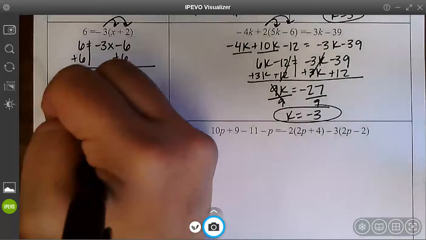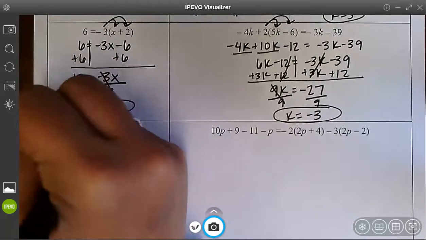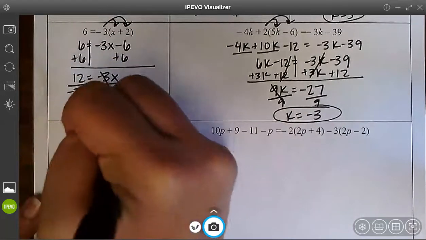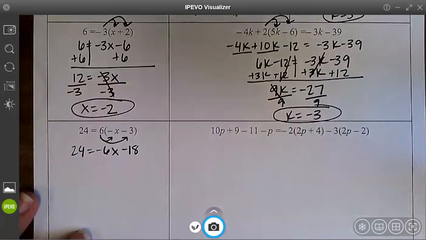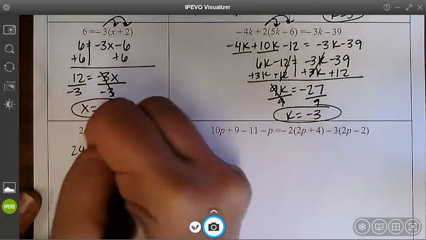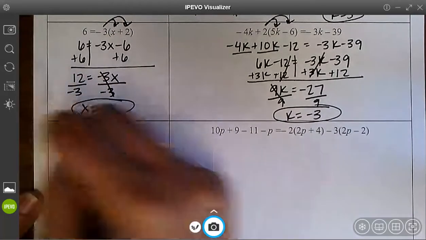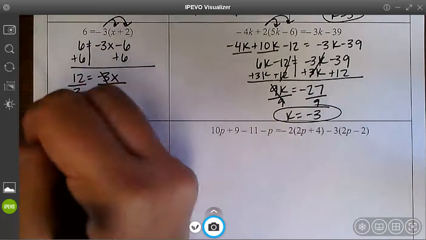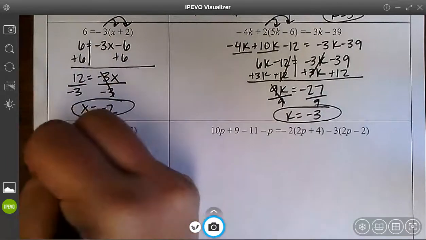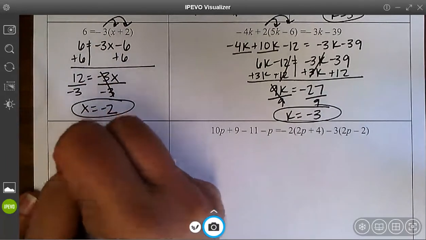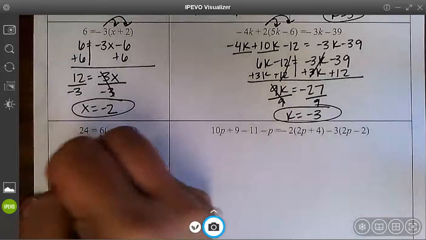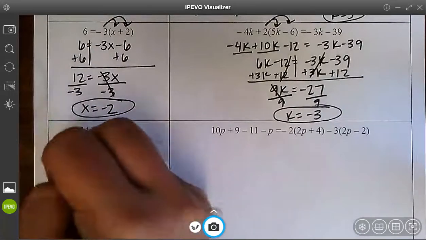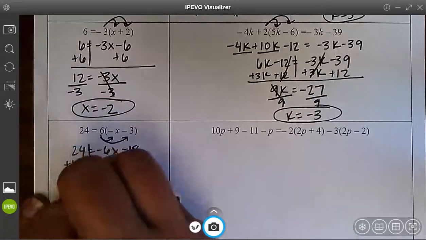The next one, distribute my 6. 24 equals negative 6x minus 18. Add my 18 to both sides. 24 plus 18 is 42. Divide both sides by negative 6. And you get x equals negative 7.